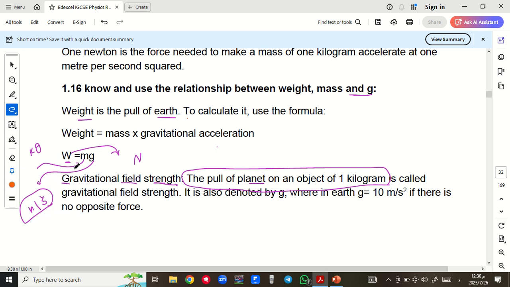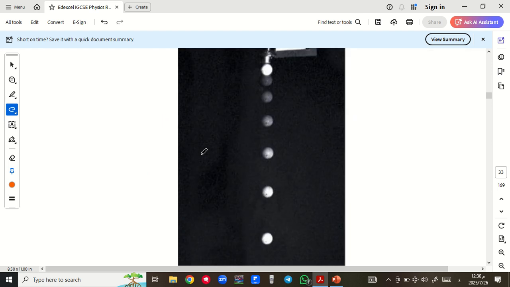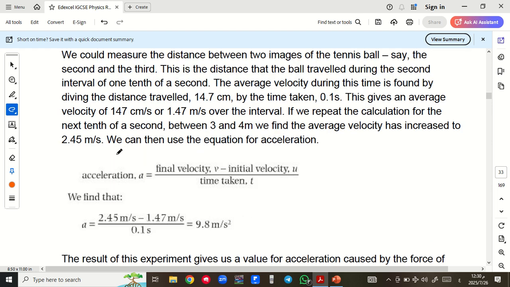Okay. Let's move to another part of our lesson. Acceleration. We can calculate the acceleration from this equation. Acceleration, which is denoted by a, equals final velocity, which is simplified to v, minus initial velocity, which is simplified to u, all over time taken.